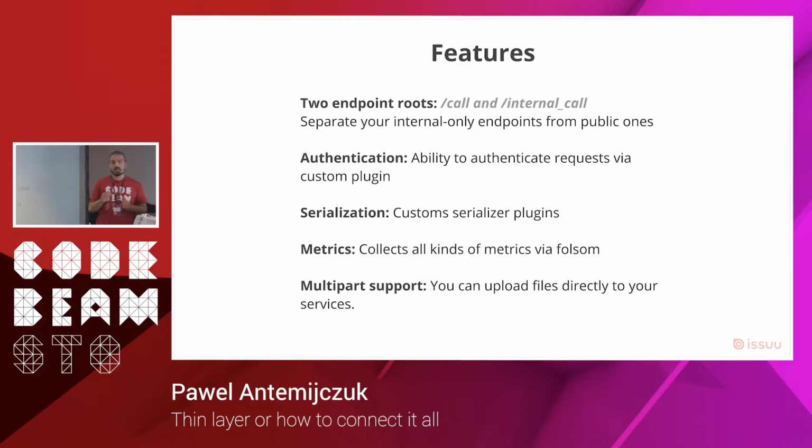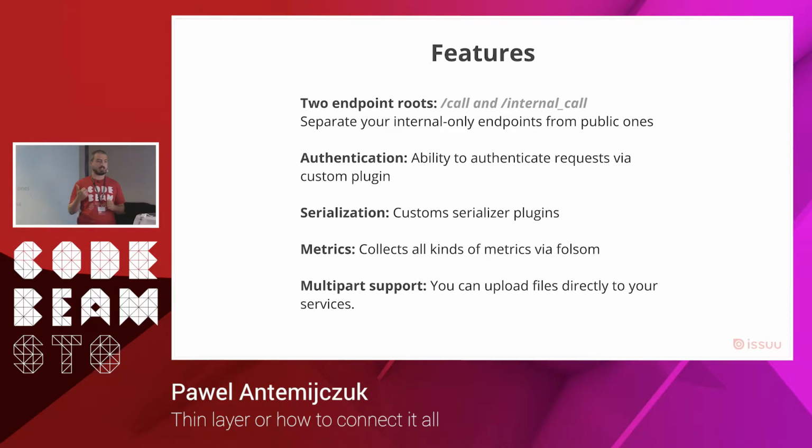It provides you with two endpoint routes, which you can build URLs on top of. The idea is that you can use one for public endpoints, and if you have internal-only endpoints, like administration tools or whatever, then you have another route just to split up this configuration if you want.